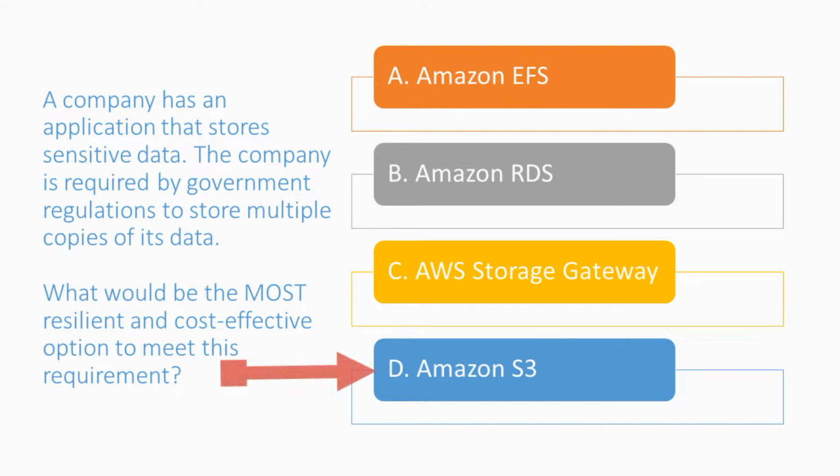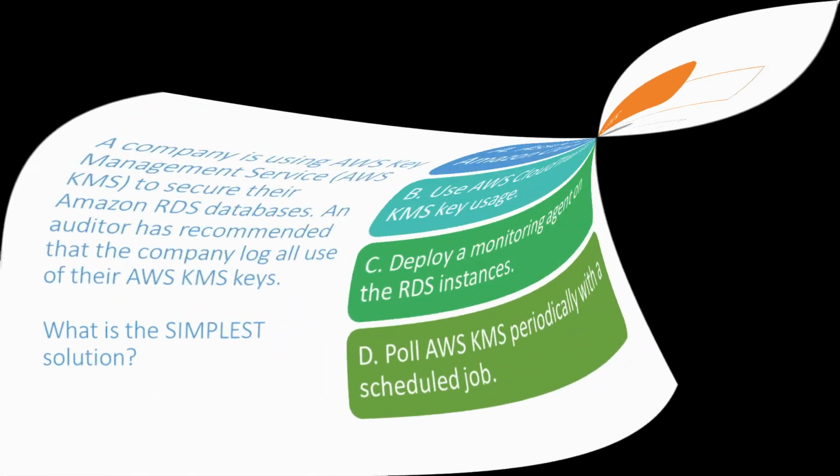Amazon S3. Although RDS sounds like a good option, it does not come cheap. S3 stores information in multiple availability zones to maximize durability and availability. Let's talk about the next question.